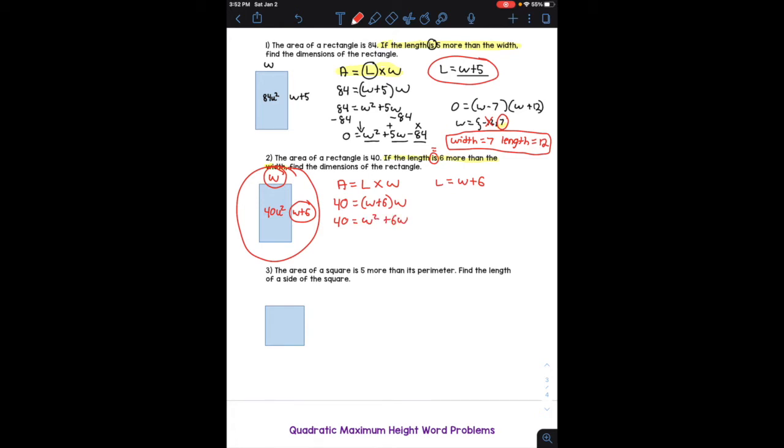In order to solve a quadratic equation, we need to set it equal to 0. So we'll be subtracting the 40 on both sides to get W squared plus 6W minus 40. There are two methods we learned how to solve quadratic equations so far, one being graphing and the other being factoring. I'm going to go ahead and factor this trinomial.